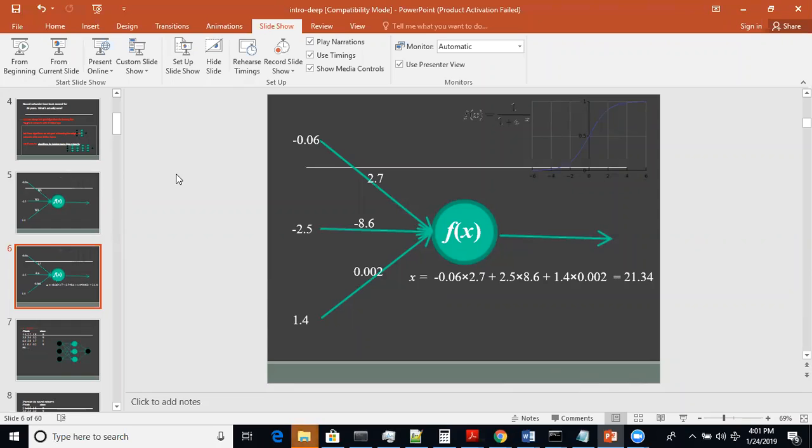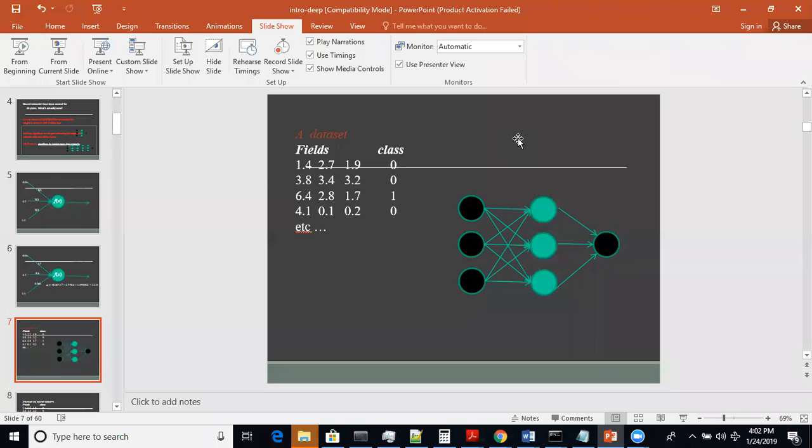Okay. So if you see, these are the input features, and these are the weights, the random weights. Then the equation would be like this to get the output. And to get the output, we have to apply one method, that is the activation function. So let's see this example.